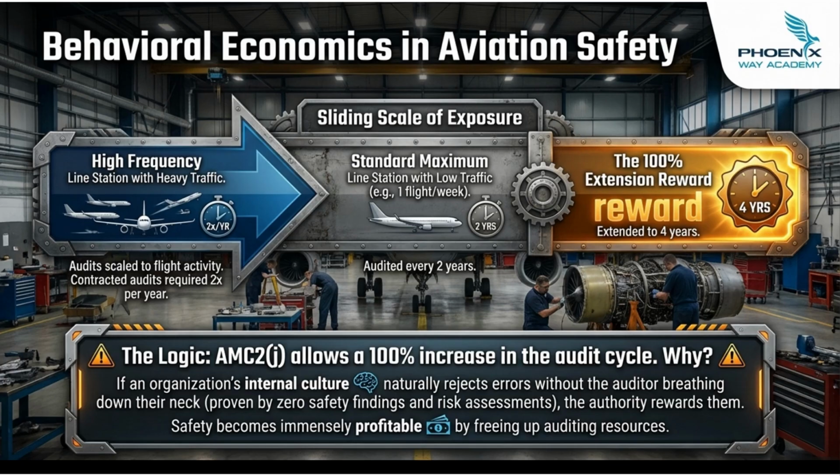And that brings us to Clause J. Clause J is super interesting. It states the audit cycle can be increased by up to 100%. Meaning, you could push that line station audit out to 4 years instead of 2. Right. Provided there are no safety findings, a risk assessment is completed, and you have agreement from the competent authority. Now, I know what you're thinking. Doubling the time between checks sounds incredibly reckless. It completely sounds reckless.